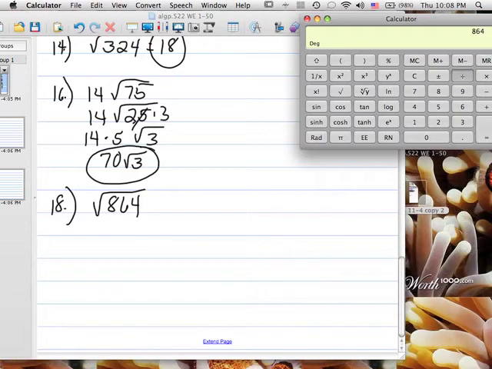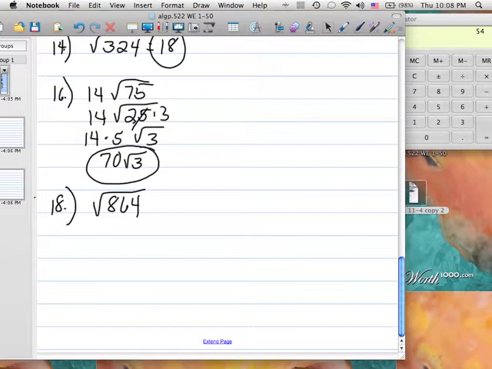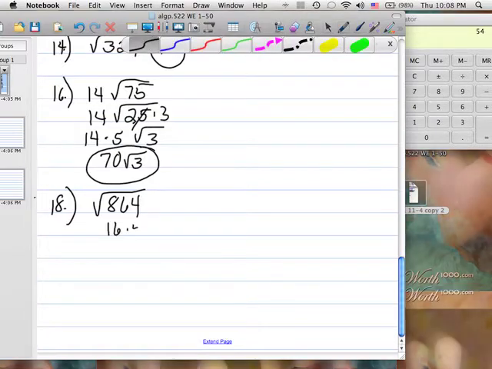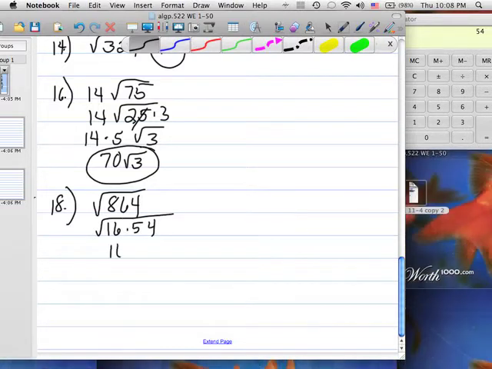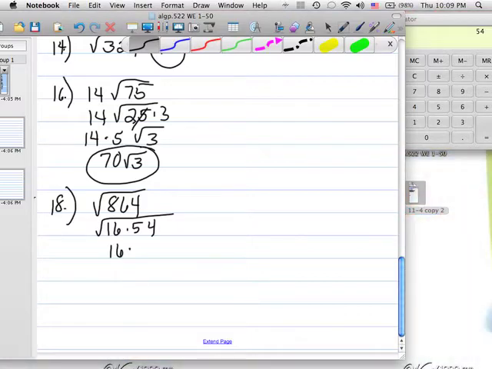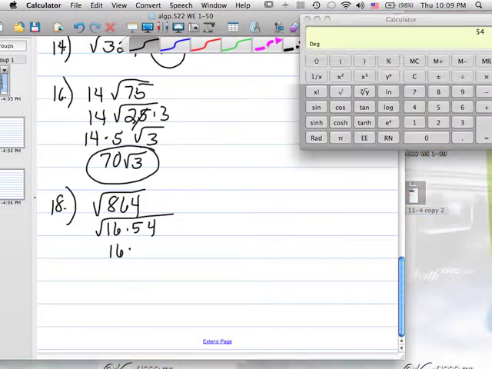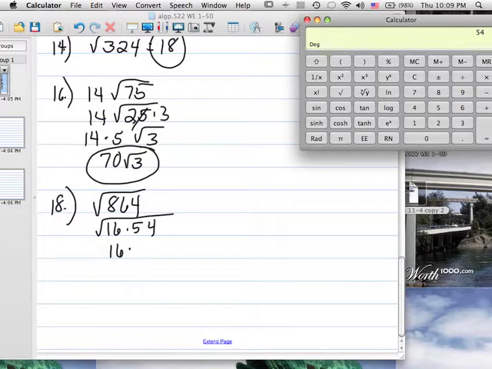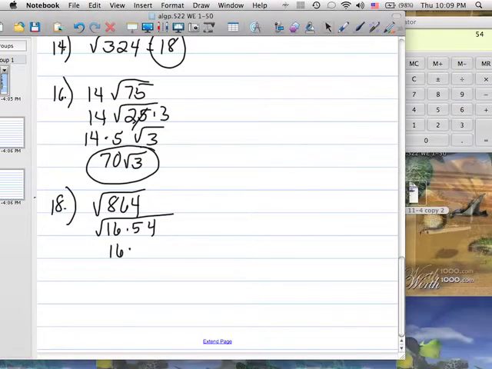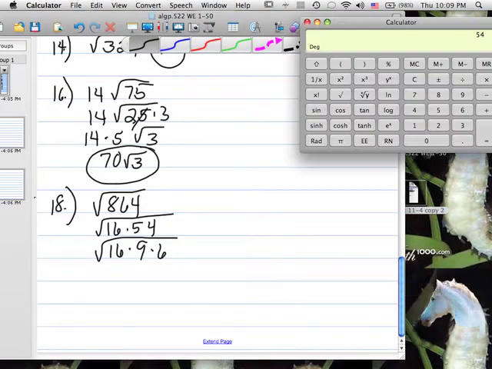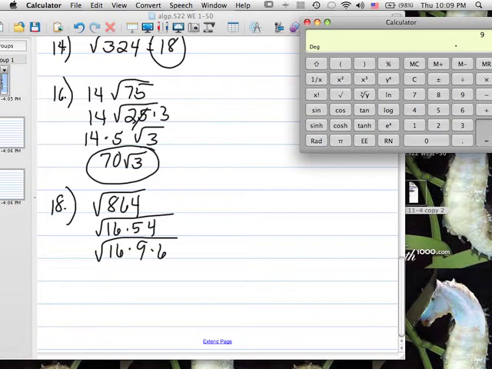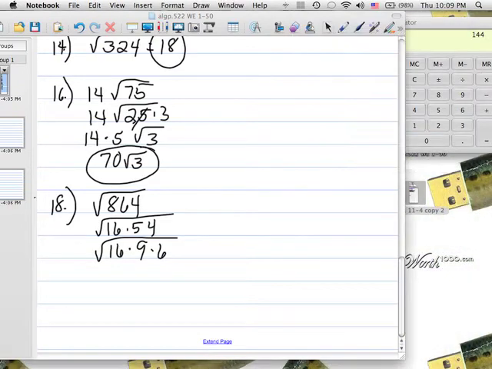See if 16 goes into 864. It does. So we have 16 times 54. Is there any perfect squares in, excuse me, in 54? That's 9 times 6. So we have the 9 and the 6. So what's 16 times 9? That's 144.